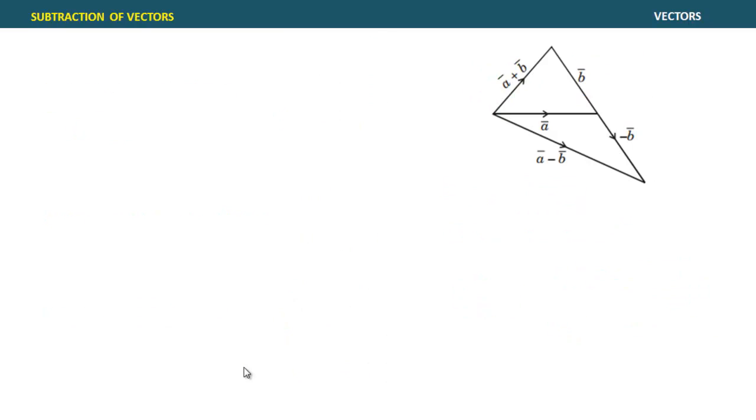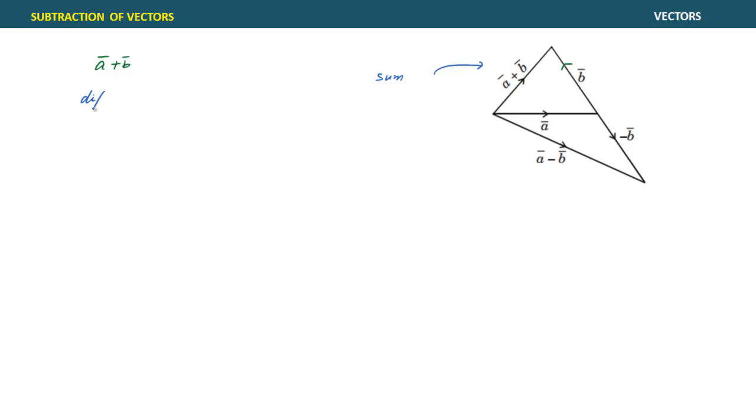Okay, and if we talk about the subtraction of vectors, it is very similar to what you have done in addition. In addition, we used to say A plus B, right? So let's take the diagram. This is A. The direction of B is like this, okay? So this is A plus B. That is the sum that you have done.